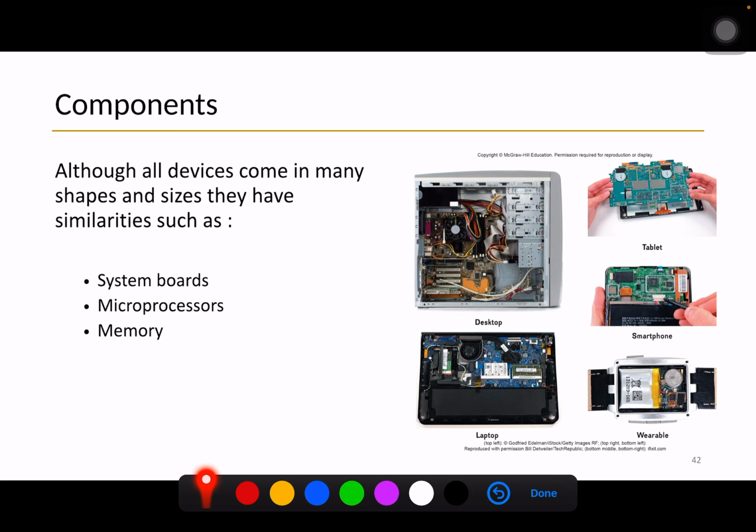So the biggest is the desktop, of course. Alright, so desktop, laptop, this one is a tablet. So we can see that the system unit is getting smaller and smaller depending on the device.